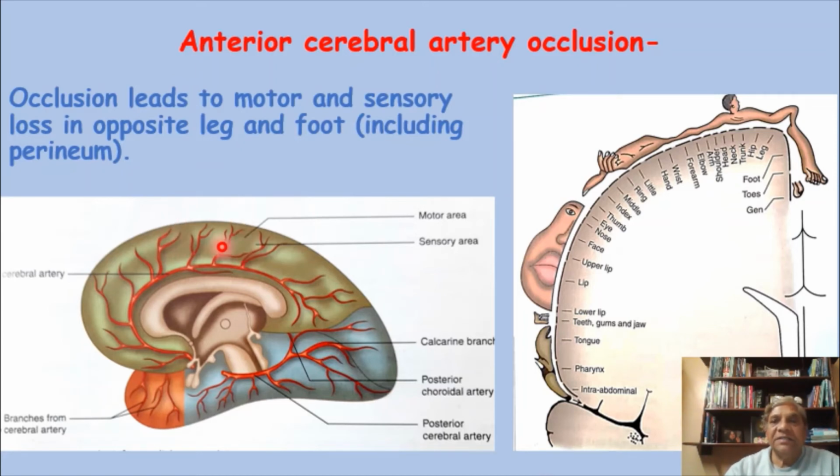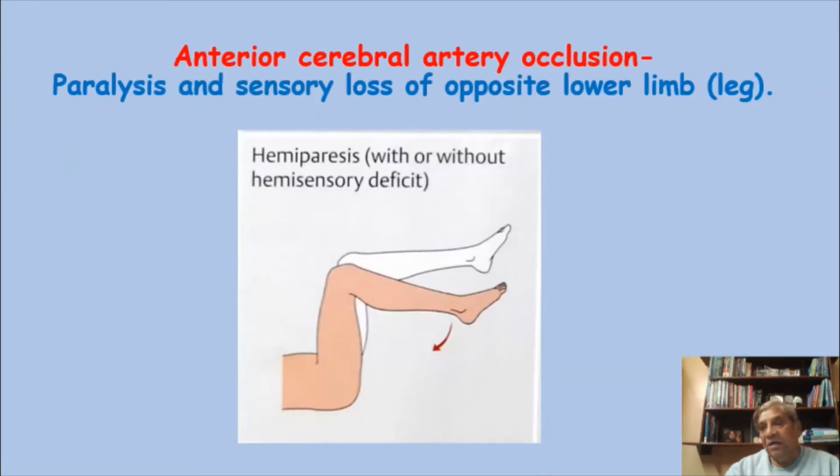So these areas, both sensory as well as motor area, are as shown in this diagram. They will not be getting the motor supply, and this will lead to the sensory and motor loss of the leg and foot, leg up to the knee joint. So there will be paralysis and sensory loss of the opposite lower limb, because these fibers cross to the opposite side, motor in the pyramidal decussation and sensory at the spinal level.